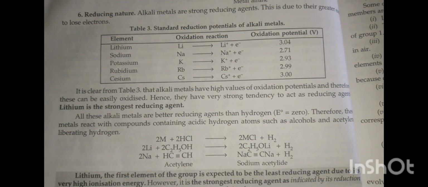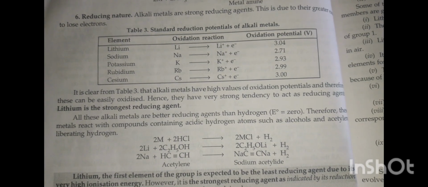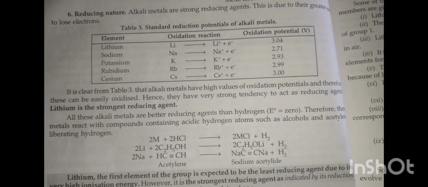Next is reducing nature. Alkali metals are strong reducing agents. This is due to their great tendency to lose electrons.